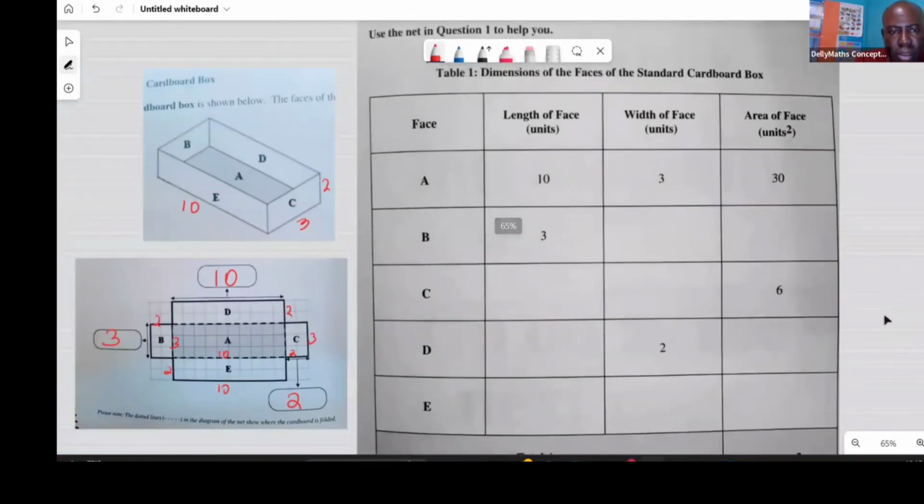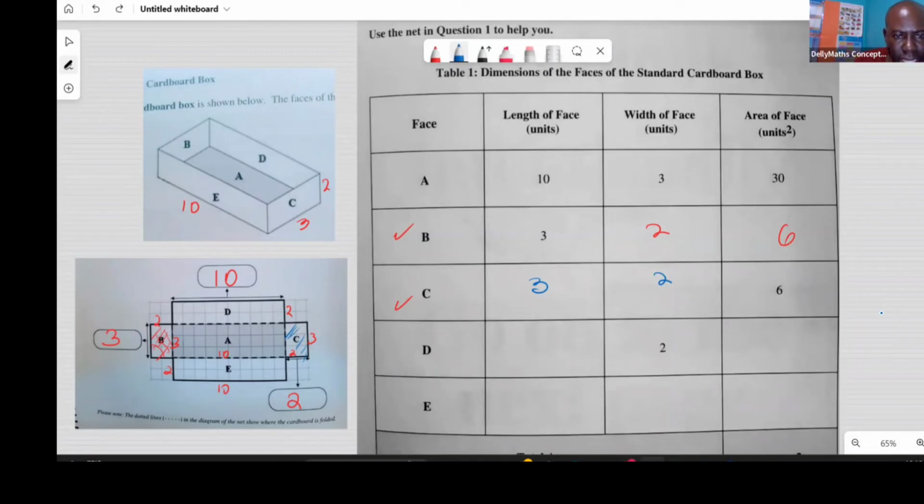We want to complete B. B would have been here. B is a 3 by 2, so 3 is there already and this is 2, for a total of 6, because you're multiplying the length of the face times the width of the face to get the area of the face. Now we're looking at C. The length of this is 3 and the width is 2. So this is a 3 by 2, and we get 6, just the same.